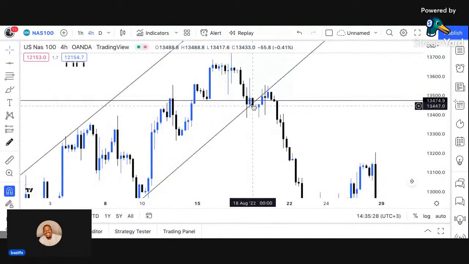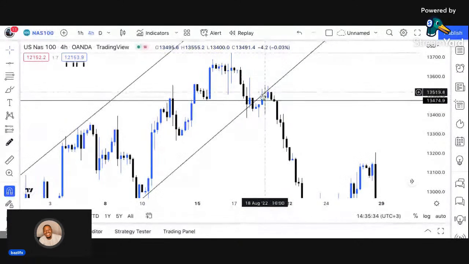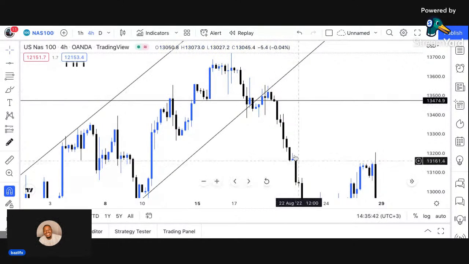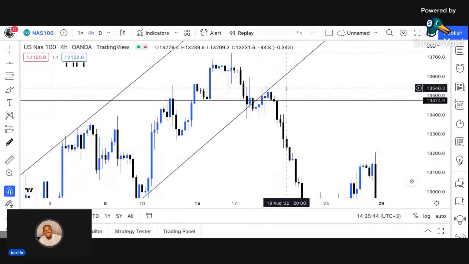Then what I wanted is now to get a retrace. I wanted price to retest this level. So when price retests, it's trying to see if it can come back here, but it fails. That's why now price reverses and comes down. You can even see the Doji. I told you guys the Doji represents a reversal.